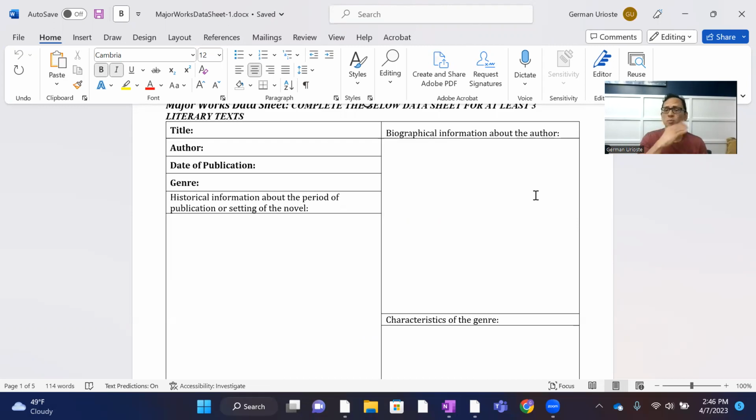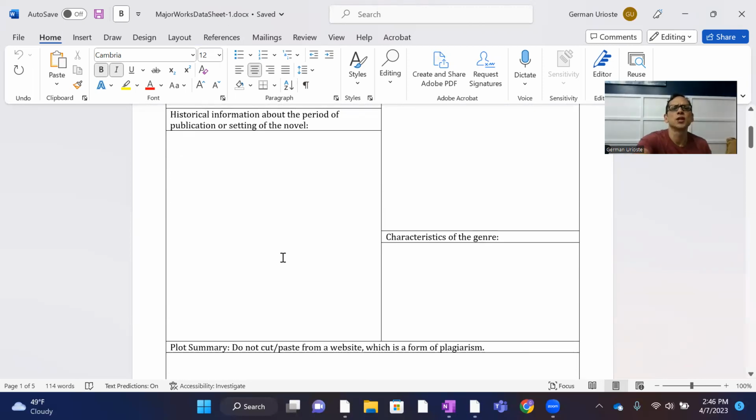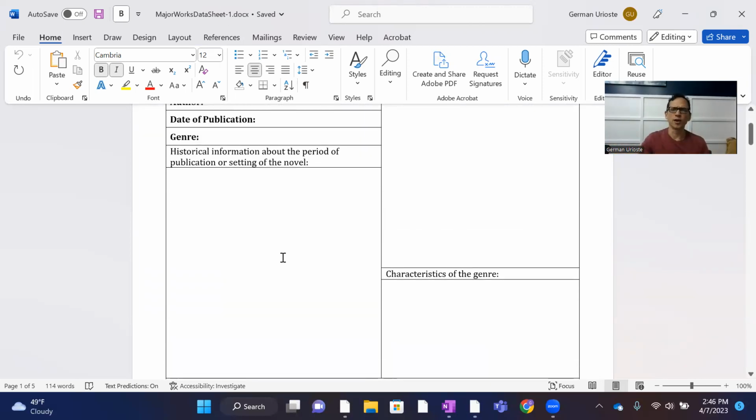During the Jazz Age, etc. But just a little bit of background on the author can go a long way. Historical information about the period of publication or setting of the novel, again, brief there. You don't need too much there. You don't need to do reams of research because this is not a research paper.